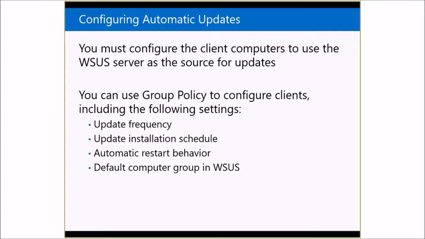So, configuring automatic updates. You must configure the client computers to use the WSUS server, and like I said, you can use group policies to configure clients, including the following: how often to check for updates. Okay, in group policies, you can tell them to check for updates every night at 3 a.m. if you wanted to. Obviously, if that computer's not on at that time, then that's not going to work.